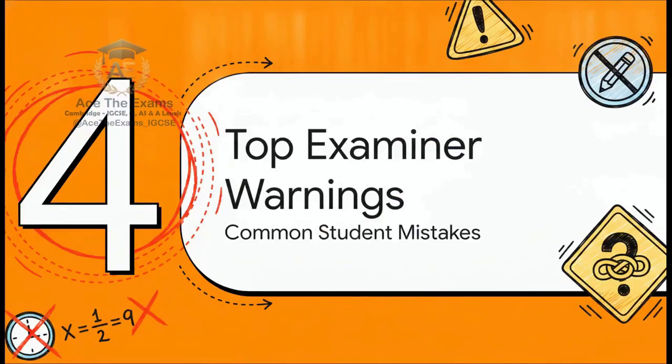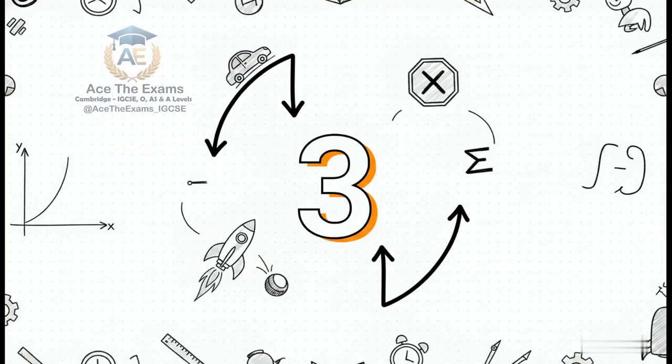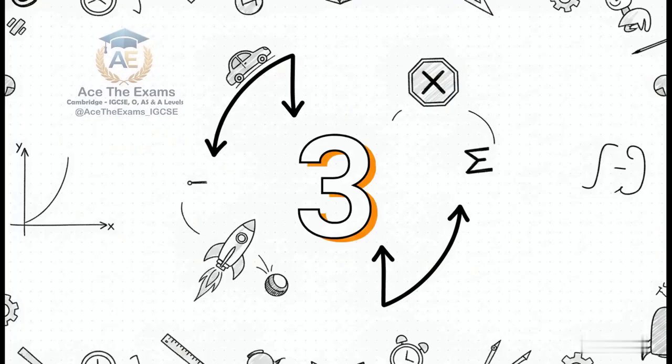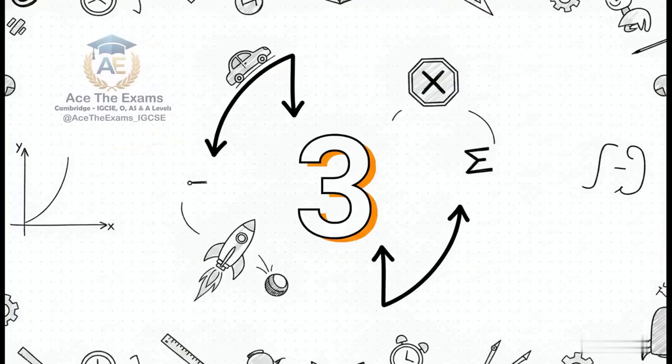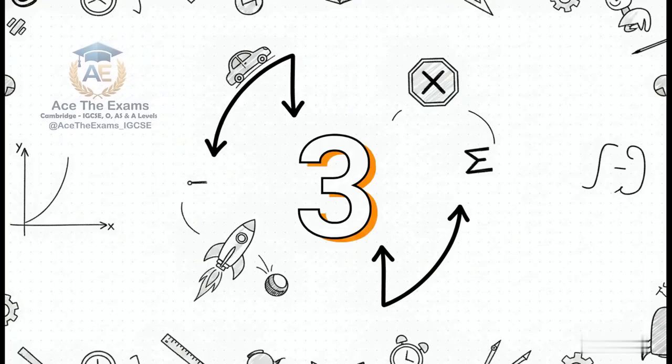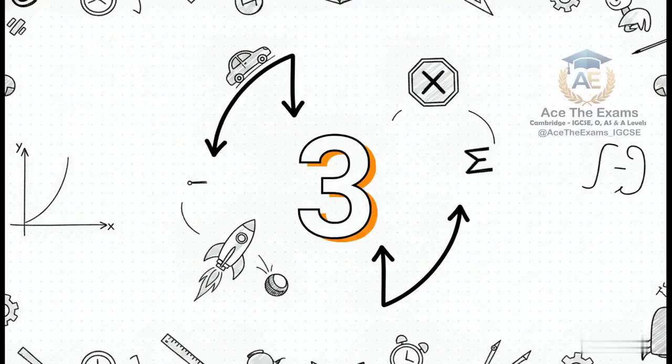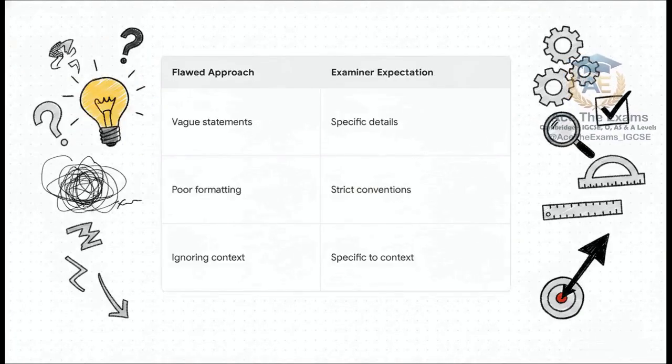Section 4, Top Examiner Warnings. Let's look at the most common student mistakes so you can avoid them. According to the principal examiner reports, there are 3 massive mistakes that consistently cost students valuable points, specifically in the differentiation and integration of kinematics questions. The contrast between what students actually do and what examiners expect is pretty stark when you see it laid out like this.